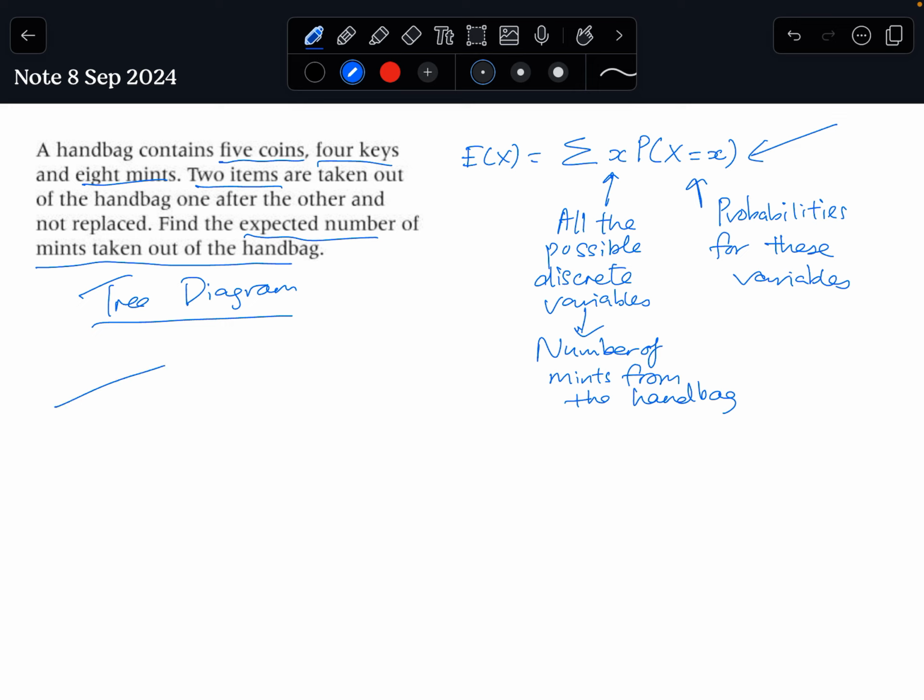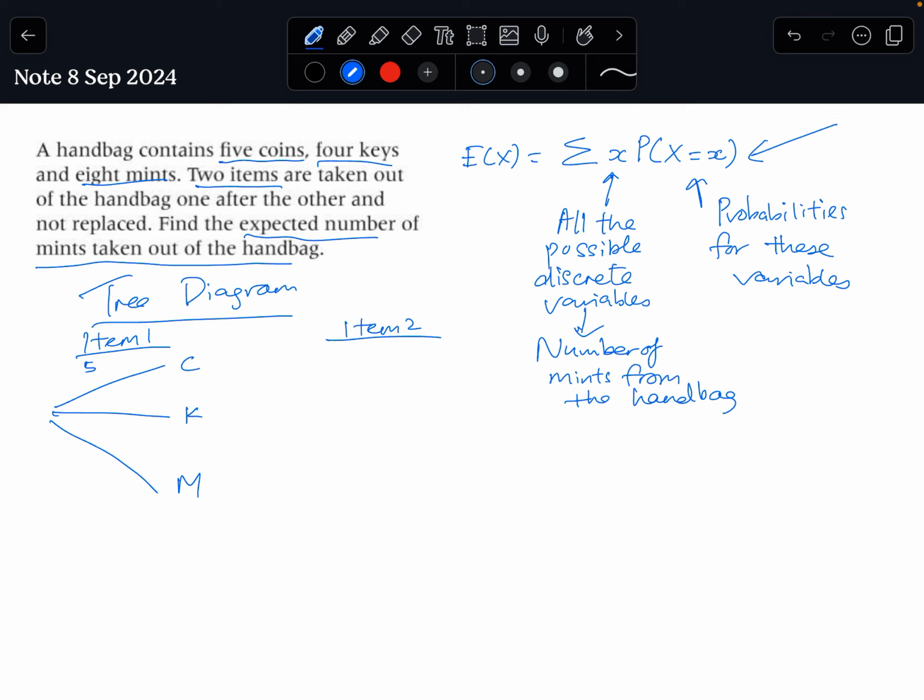Okay, now so first, this is going to be called item 1, and I'm going to have item 2. Okay, now this is going to be just simply coins, keys, and the mints. And what I'll do is I'll write the probability on the branches as well.